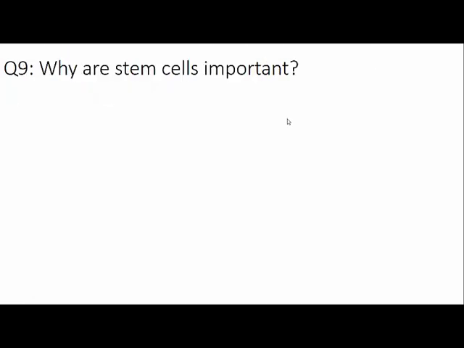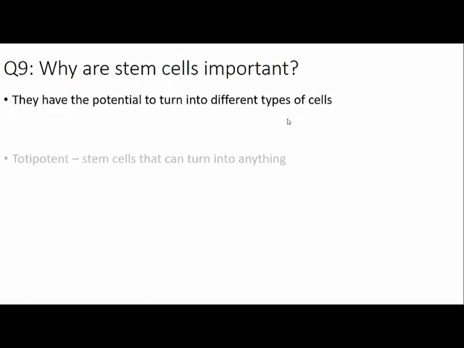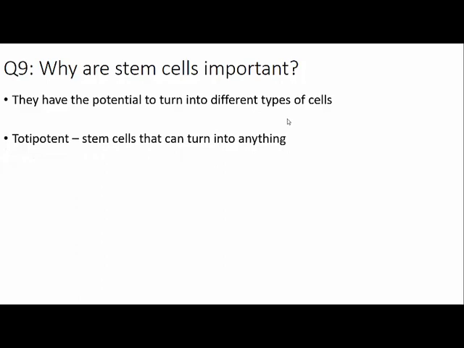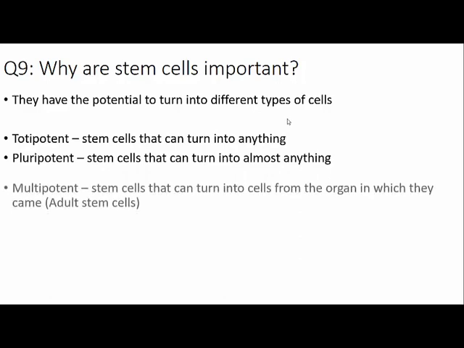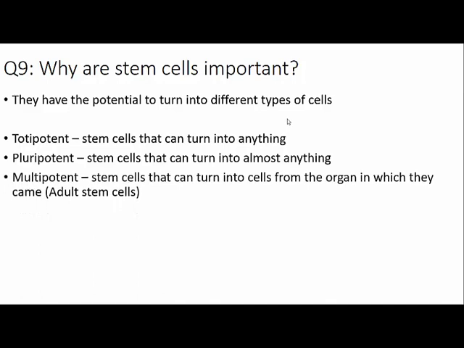Now, there's different types of stem cells that do differentiation, and we're going to talk about that on this question. So stem cells have the potential to turn into different types of cells. There are totipotent stem cells, which can turn into literally anything that the body needs. Pluripotent stem cells that can turn into almost anything. And then there's also multipotent, which means stem cells that can turn into cells from the organ in which they came, adult stem cells. So for example, if I take adult stem cells from the brain, they can only turn into cells that have to do with the brain, such as neurons.